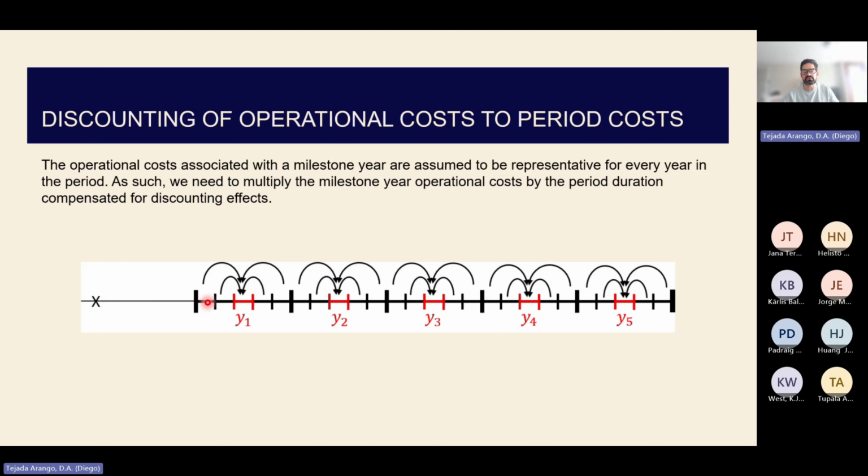these years are, let's say, representing the operation of 5 years in the future. So this milestone year represents 5 years of operation. So this also needs to be discounted and needs to be taken into account in order to be, let's say, or try to be more accurate or representing adequately the economics.